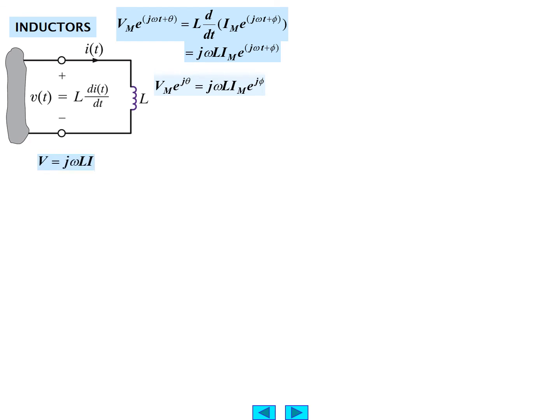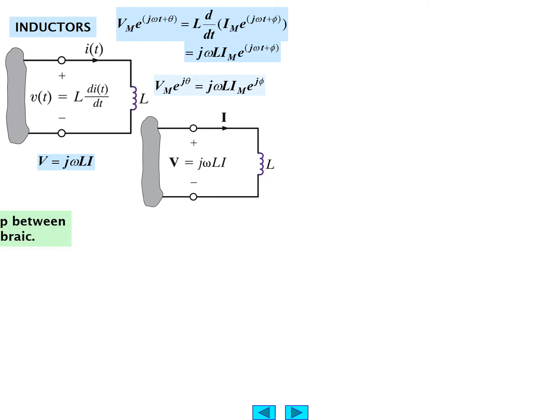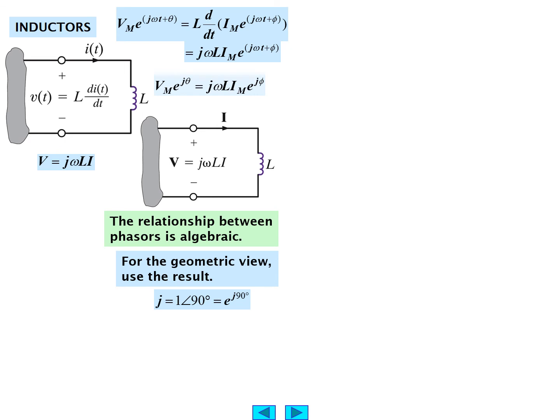V is then equal to j omega L I, and that would be our representation for an inductor, the relationship between the voltage and current for an inductor as a complex number. The relationship between phasors is in fact algebraic. For the geometrical view, we can use the result that the complex number j, the square root of -1, is actually 1 angled 90 degrees, or if you will, e to the j 90 degrees. Therefore, V is equal to omega L I angled 90.